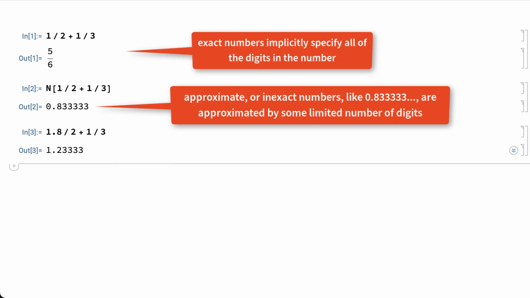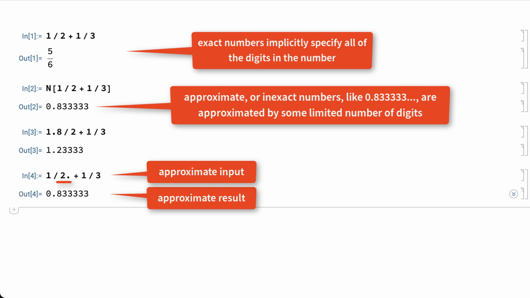Numbers without decimal points, such as whole numbers like 5 or 6, or fractions like 5 divided by 6, are called exact numbers since they specify the number exactly by implicitly specifying all of the digits in the number. In input, even a single decimal point at the end of a number will lead to an approximate result.